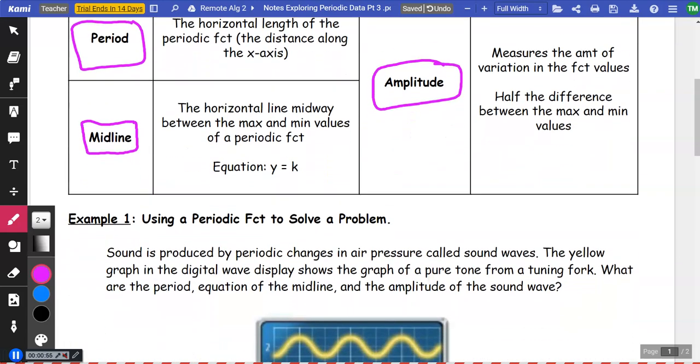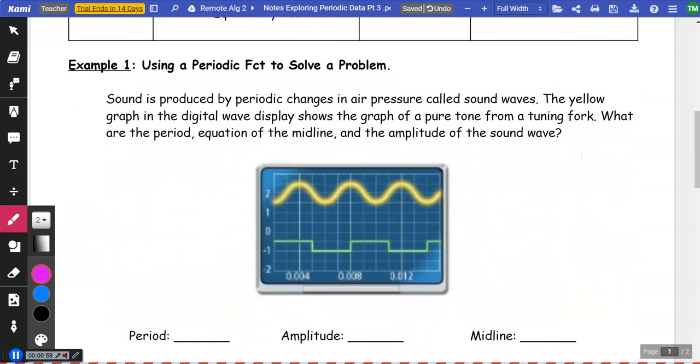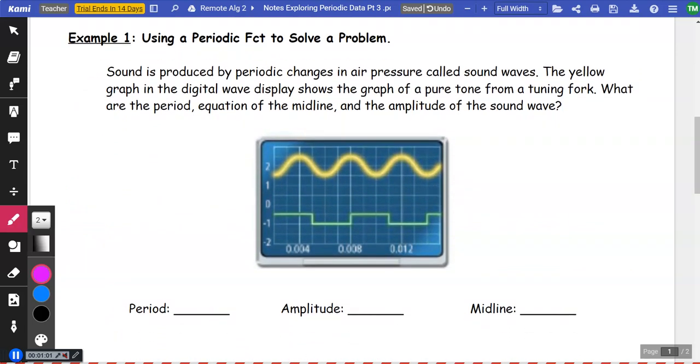So let's jump into example 1. In example 1, we have this cool little graph, and it looks like it's rooted in a word problem. So let's go ahead and read that. Sound is produced by periodic changes in air pressure called sound waves. The yellow graph in the digital wave display shows the graph of a pure tone from a tuning fork. What are the period, equation of the midline, and the amplitude of that sound wave? So this graph right here represents the perfect pitch that's made from a tuning fork.